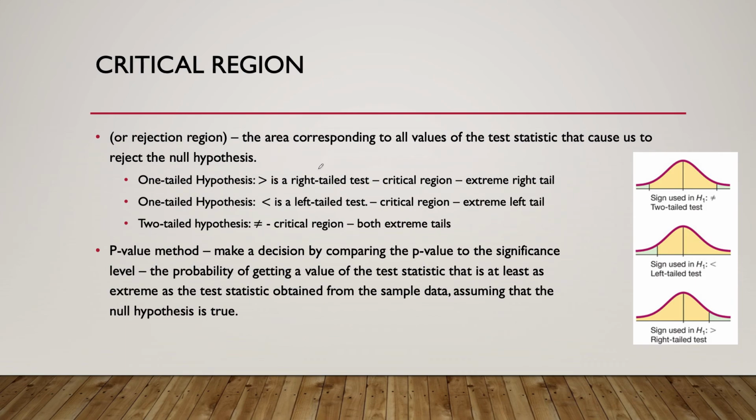So for a one-tailed hypothesis with a greater than symbol, being a right-tailed test, the critical region is in the rightmost tail. For a one-tailed hypothesis with a less than, a left-tailed test, the critical region is in the left tail, so this one down here. And for a two-tailed hypothesis test, this is a not equal to relationship, the critical region is in both extreme tails.